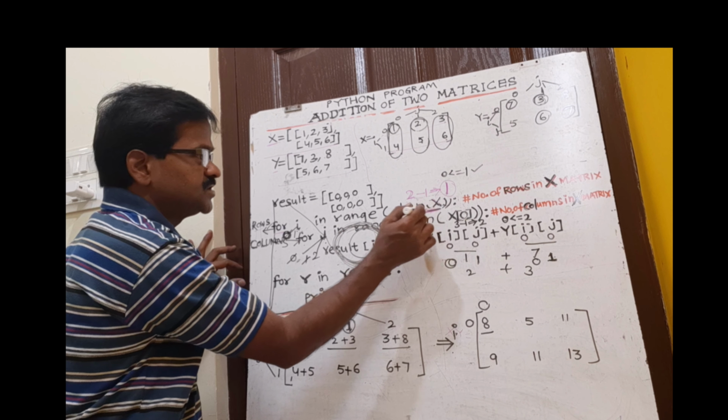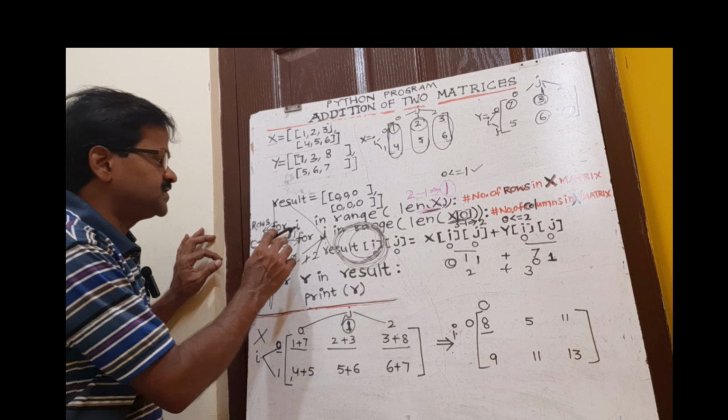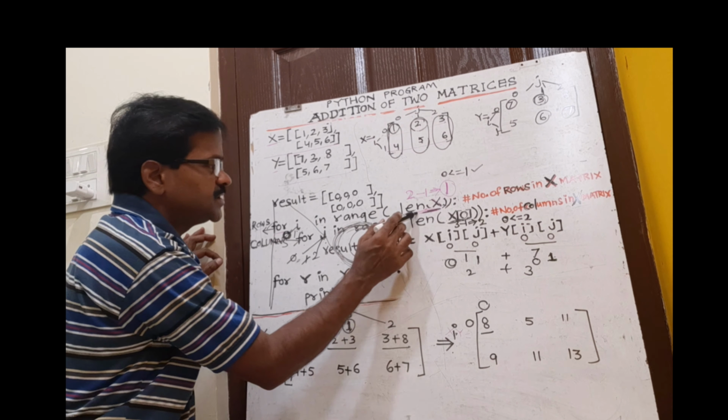This represents the rows of the X matrix. This represents the columns of the X matrix. Here, the syntax for the for loop is initialization, condition, minus 1.